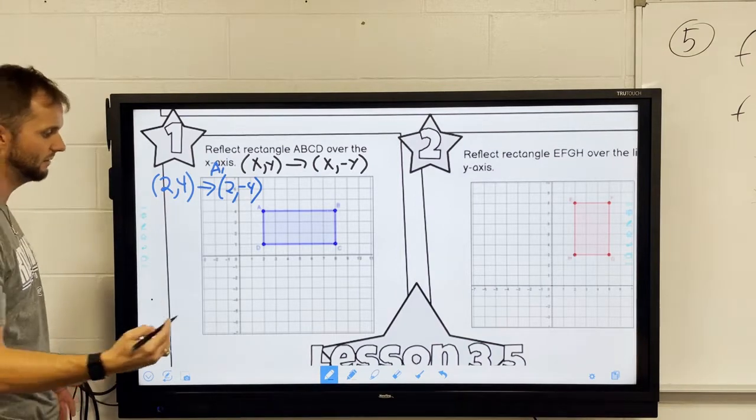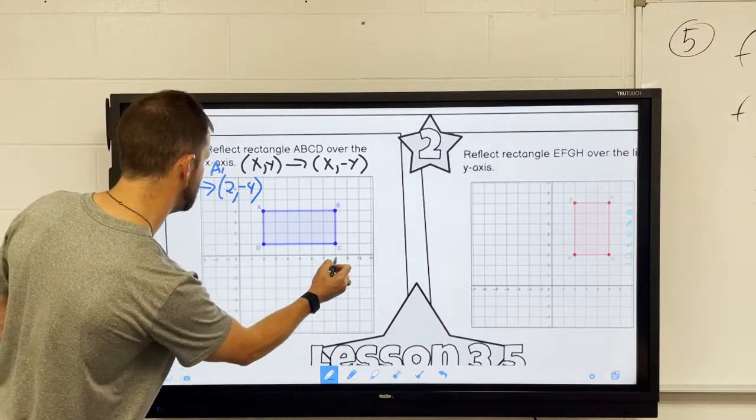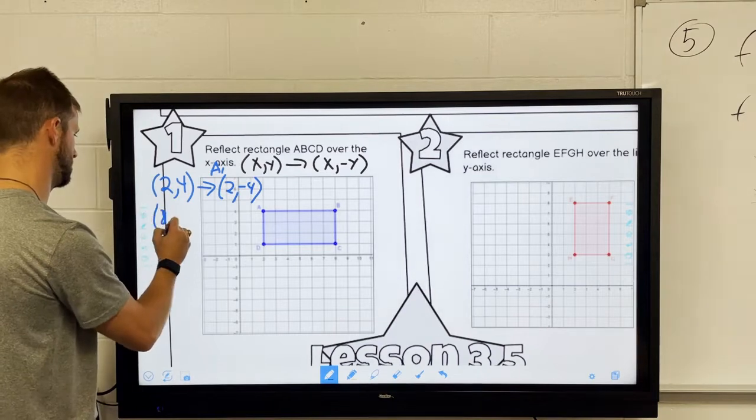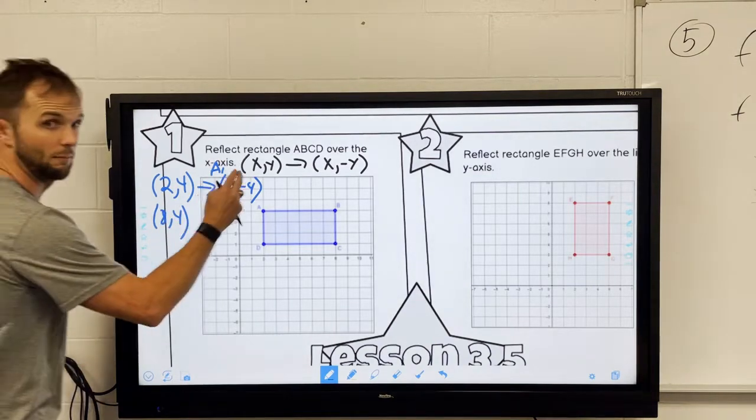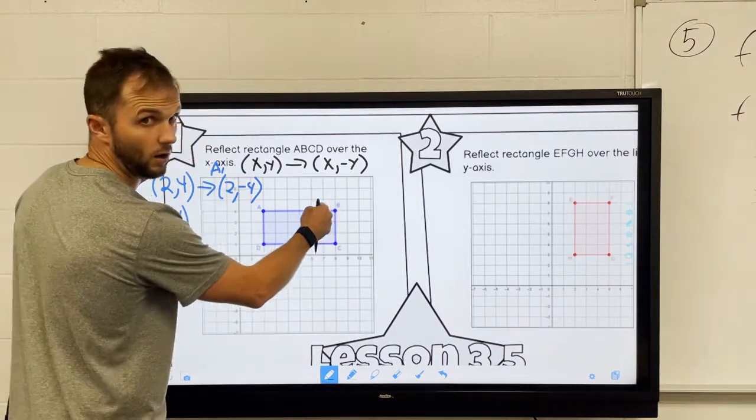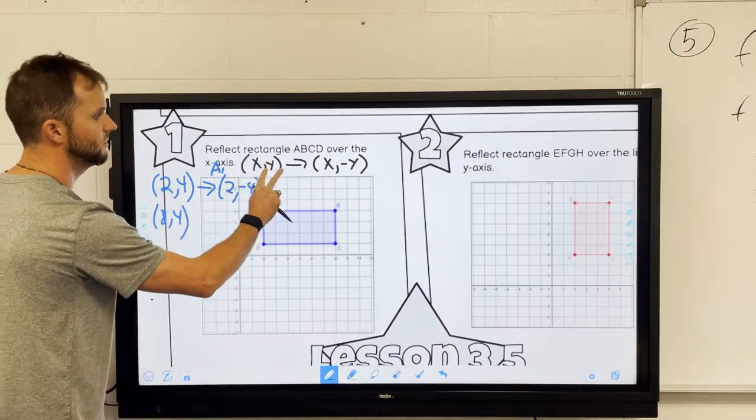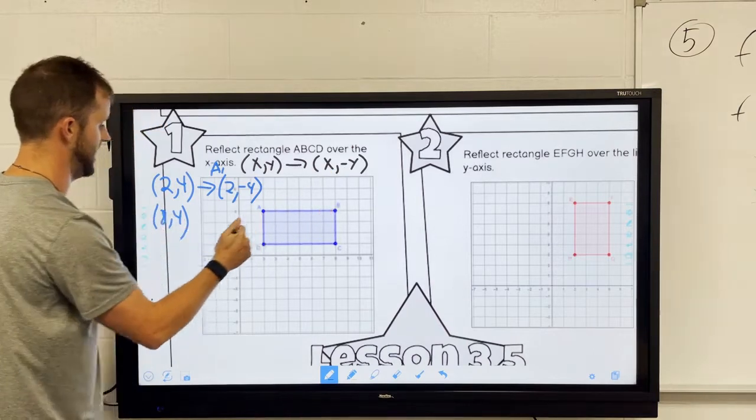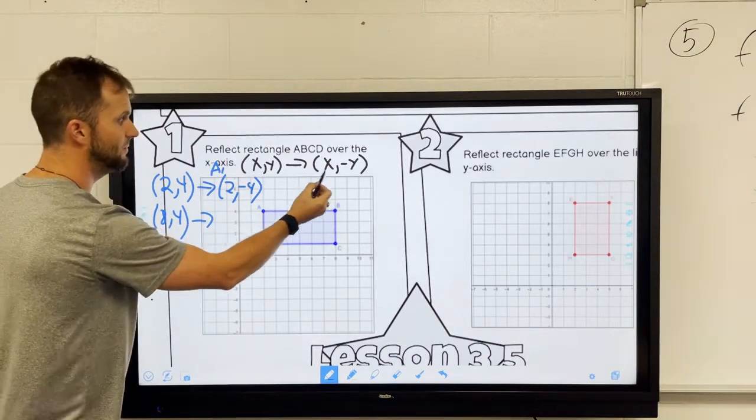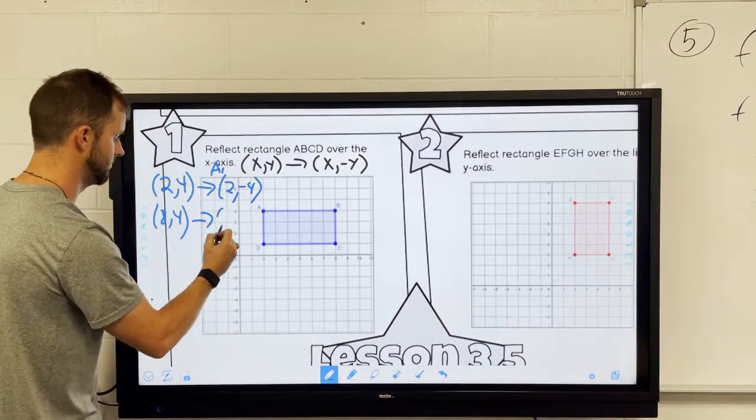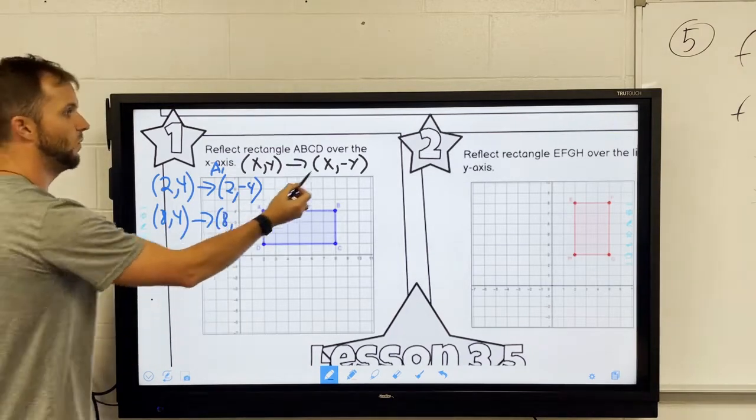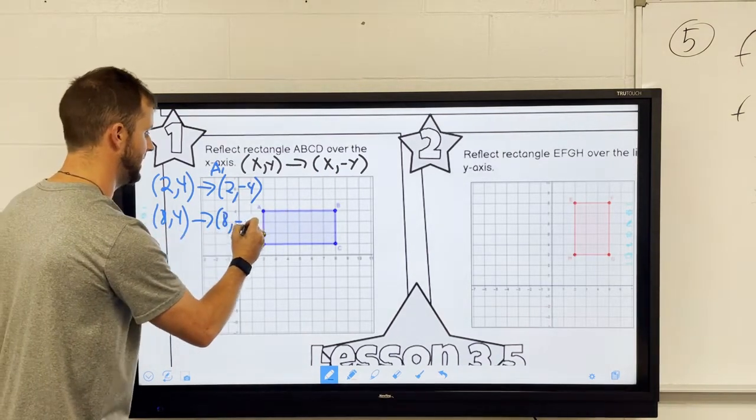So let's do the same thing to B. B looks like it's going to be 8, 4. Okay, so I'm putting it through the same situation. I'm taking my original and changing it over the x-axis. So that means I'm keeping my x-coordinate the same, and I'm changing the y-coordinate to its opposite, so negative 4.